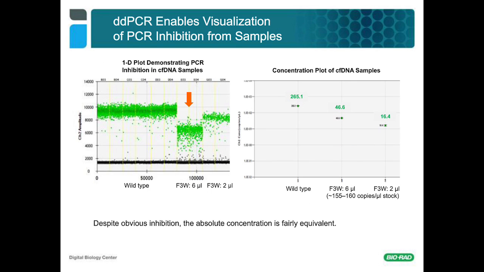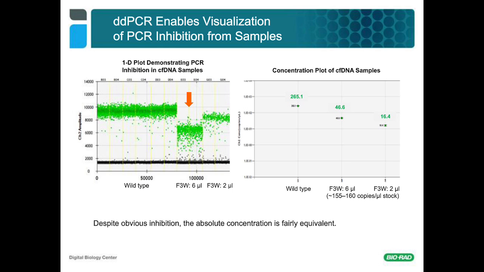Another key advantage of ddPCR is the ability to identify PCR inhibition by the 1D or 2D plots. Shown here is a 1D plot with one sample loaded at 6 microliters and 2 microliters, where you can see the obvious suppression of the fluorescence amplitudes as indicated on the y-axis, representing PCR efficiency as compared to the wild-type controls. As long as there is clear separation between the droplet clusters, accurate quantification can be made. When separation is poor, the fractional abundance will generally still remain accurate.